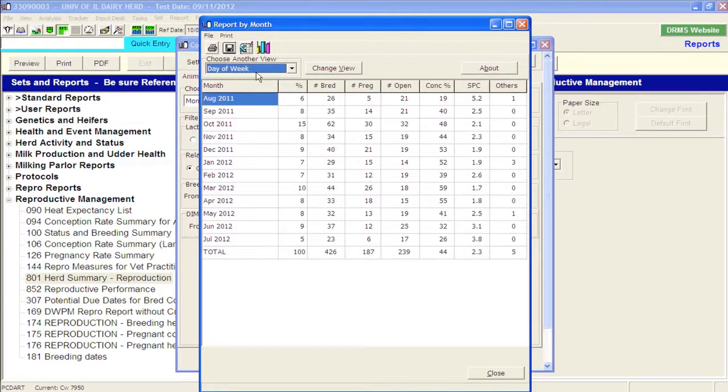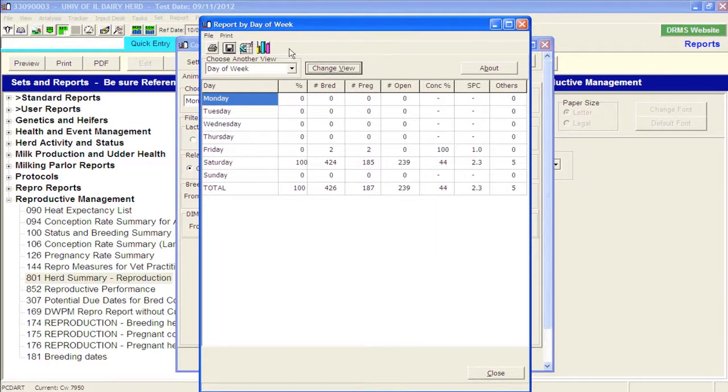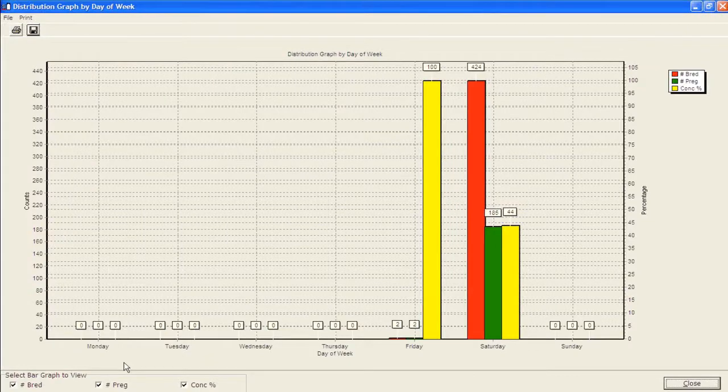And if you select day of the week and hit change view, and we look at the graphical information, this looks at the number of cows that were bred and successfully pregnant by day of the week over the last 12 months. And this will be the 12 months from August 1st through July 31st of 2011 to 2012.